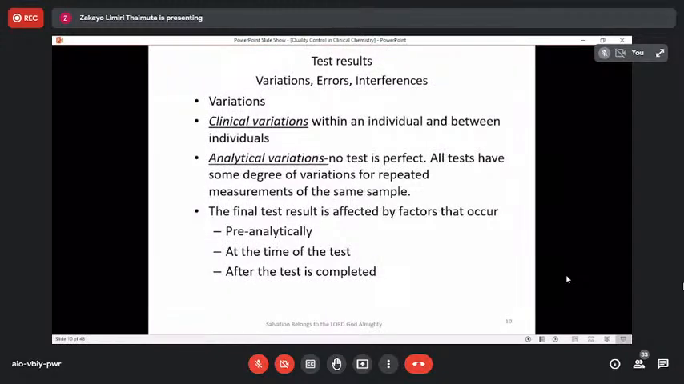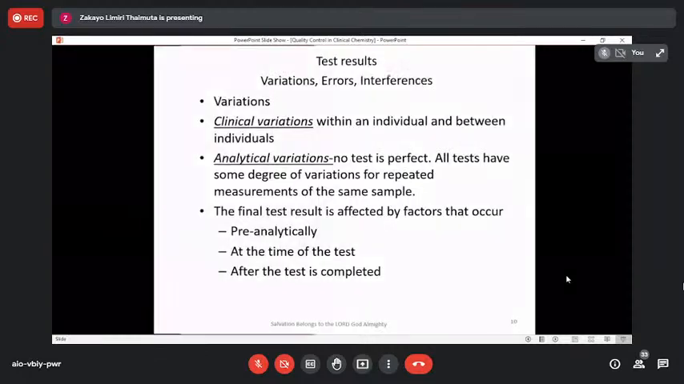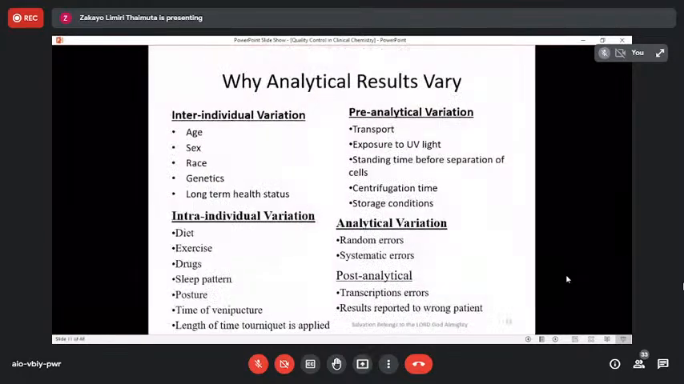These variations, or the sources of errors, can broadly be divided into two: clinical and analytical variation. Now, what are the clinical ones? In clinical, I can divide it into two. If you are looking at the left-hand side of my slide, that column talks about the clinical variation: inter-individual and intra-individual variations. Inter-individual variations are clear-cut. You can draw a line.